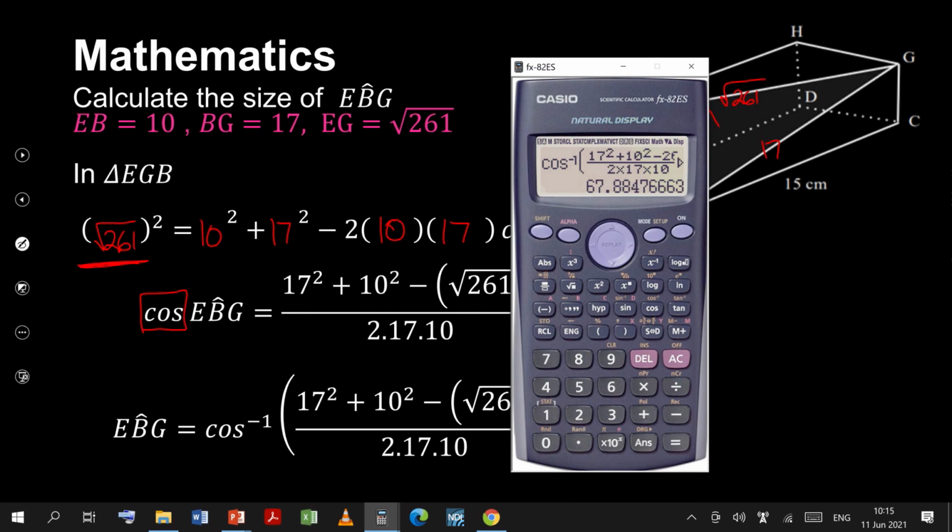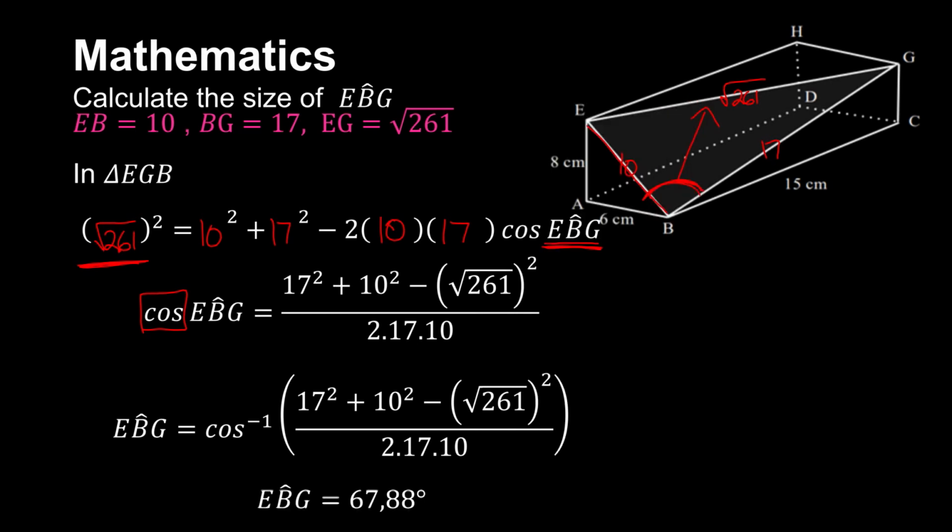And so our answer for our angle EBG is 67.8847. We want to round it off to 2 decimal places. So we're going to get 67.88 degrees.